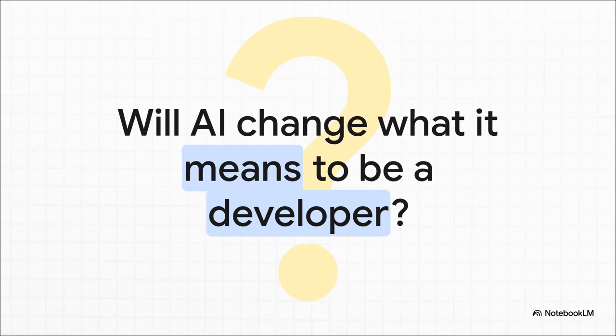So all of this brings us to the big question, doesn't it? As AI starts to handle more of the syntax and the boilerplate, what's left for us, the human developer? Will this just make us more productive, or will it fundamentally redefine our role, shifting our focus away from just writing code to architecting solutions? Honestly, the answer to that is probably going to shape the entire future of software development.